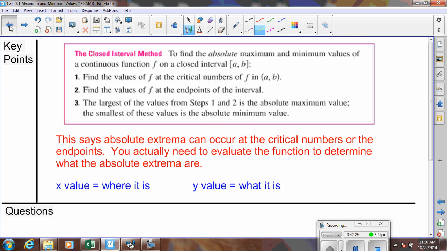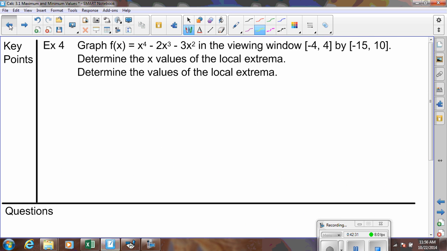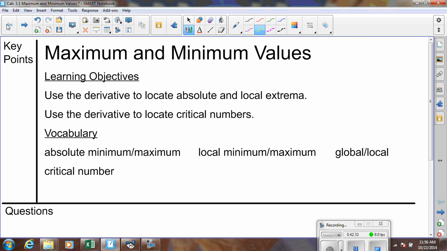Noting that process then finishes us off with our learning objectives. Whole point today: locate the absolute extrema, which would be at the critical numbers or the endpoints. Locate the local extrema, which would be only at critical numbers. So of course, since both of those rely on critical numbers, you need to be able to find the critical numbers.